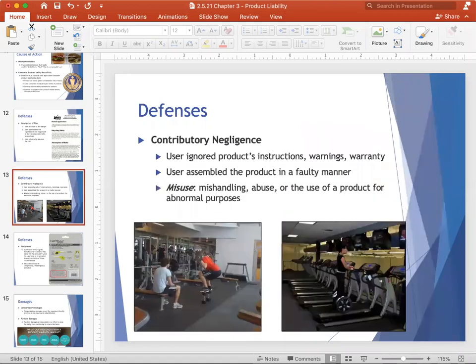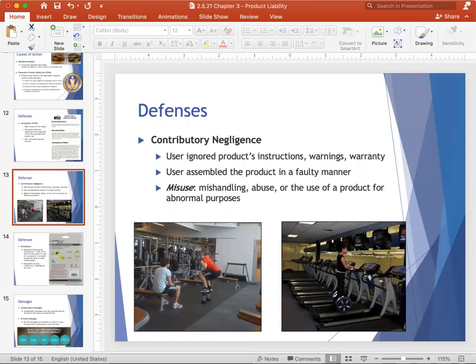Another defense that is commonly used is contributory negligence, which essentially means that the user, so the plaintiff, contributed to their own injury through their use of the equipment. So this can come into play in so many different ways. The user may have ignored the warranty, ignored the instructions on how to assemble the equipment, how to use the equipment. They may have ignored all of the warnings about the potential risks of the equipment.